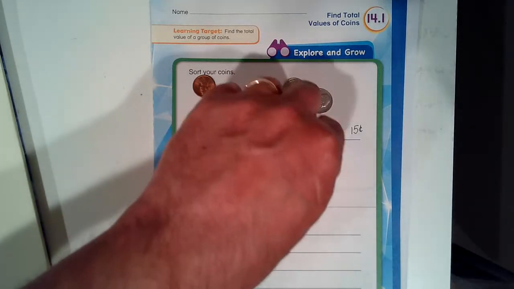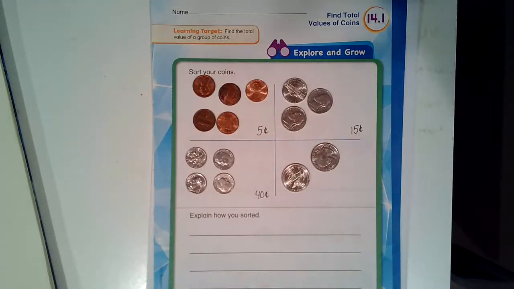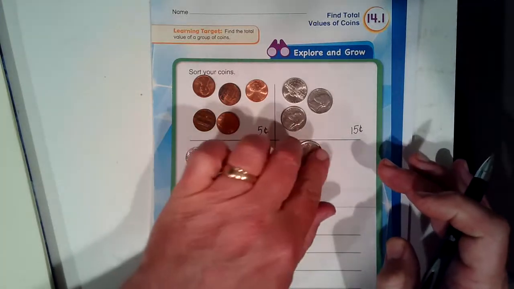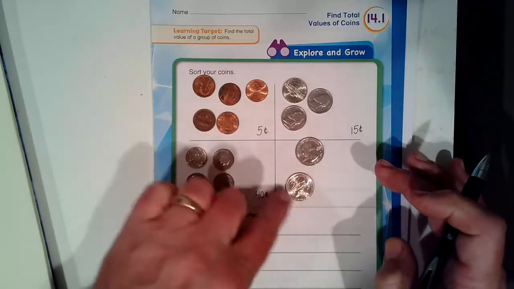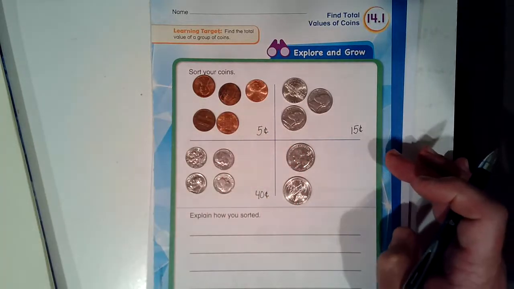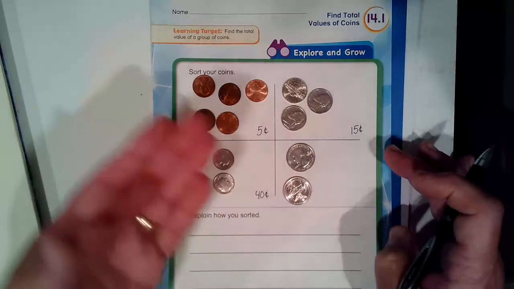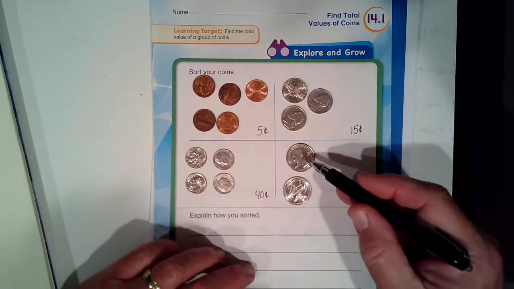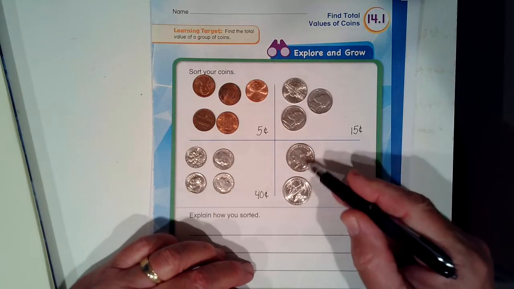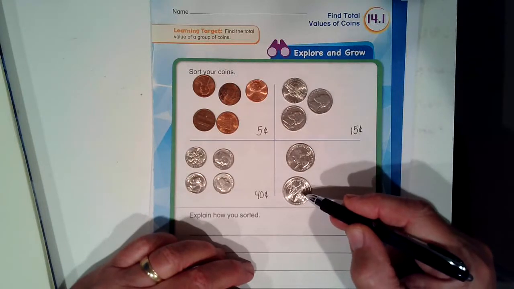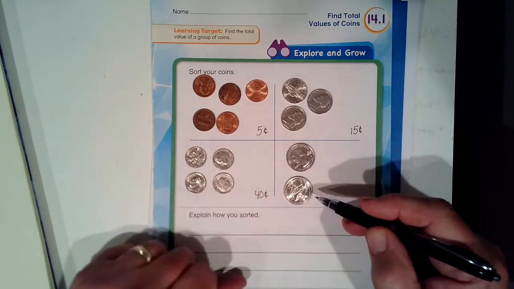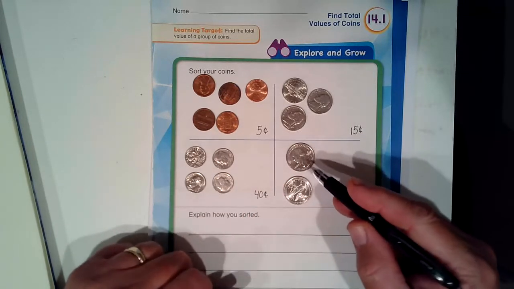And then I come over here and I have 2 of these quarters. Now, 2 quarters, I have a head, let me turn that around for you, and a tail. Remember I said that each quarter has a different tail side, the back side. And this one is worth 25 cents, and this one is worth 25 cents. So if I had 2 quarters, that would make 50 cents. 25 plus 25 is 50 cents. That's an important thing to remember.